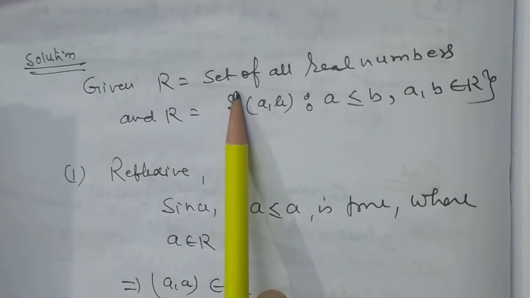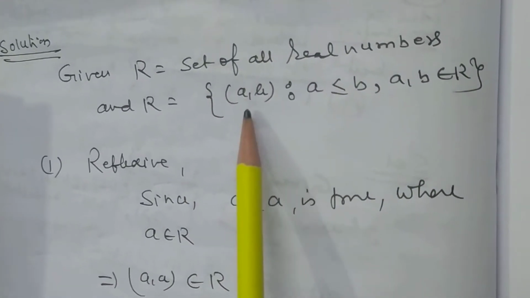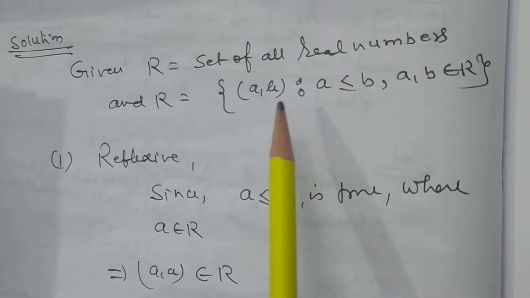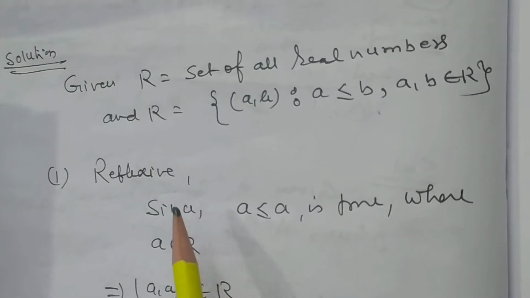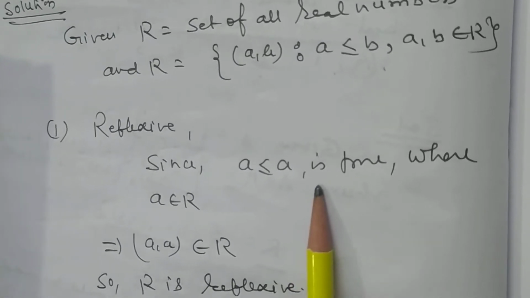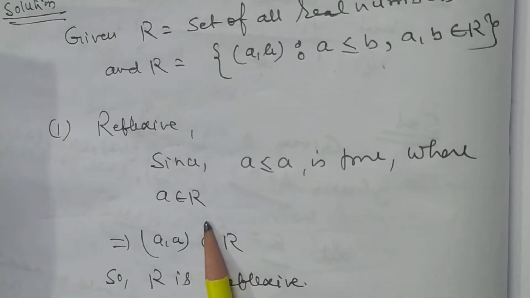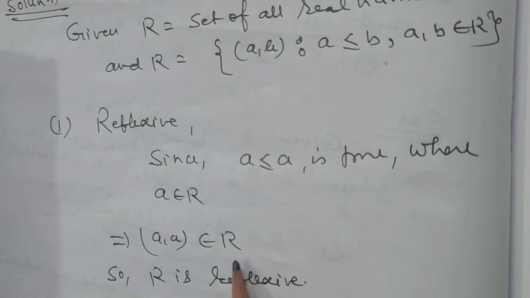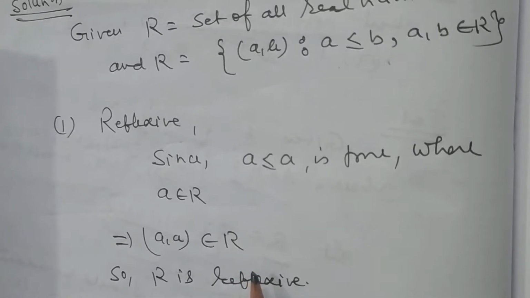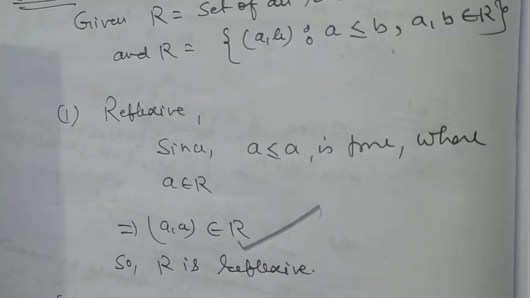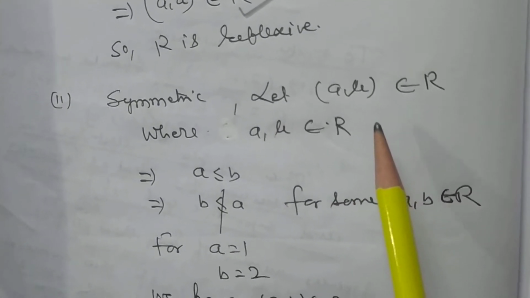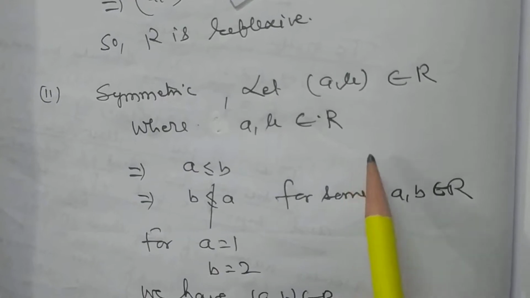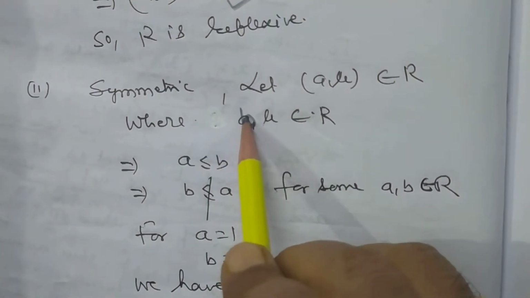Given R is equal to the set of all real numbers, the collection of elements (A, B) such that A is less than or equal to B, and (A, B) belongs to R. Reflexive: since A is less than or equal to A is true, where A belongs to R, so (A, A) belongs to R and R is reflexive. Symmetric: let (A, B) belong to R, where (B, A) belongs to R.